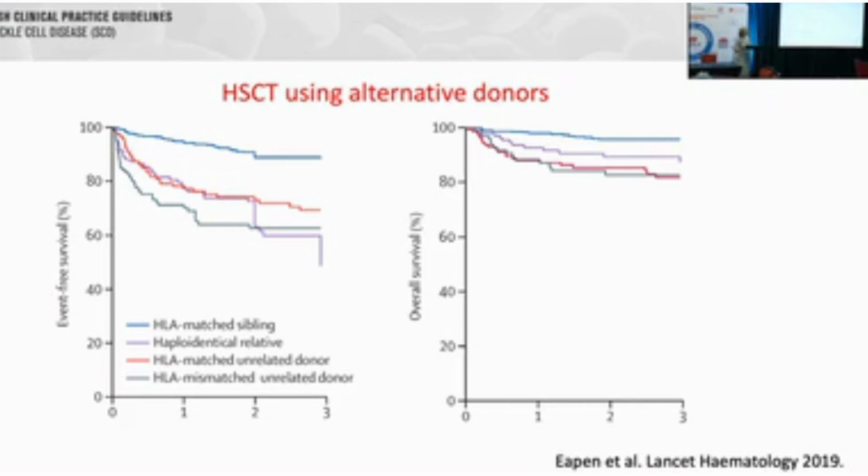Certainly you can see event-free survival for some of those alternatives, particularly haplo, has not been fantastic in previous years, but that is improving all the time. And so potentially some of these stem cell sources will become a reality. Certainly there are a number of multi-centre clinical trials at the moment looking at these options.